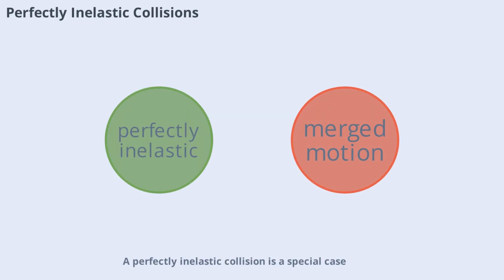A perfectly inelastic collision is a special case where the colliding objects stick together after impact, moving as a single unit. This is the most extreme form of inelastic collision. For example, when a lump of clay hits another and they merge, they continue moving together with a shared velocity. This scenario is useful for simplifying calculations and understanding the limits of energy loss in collisions.